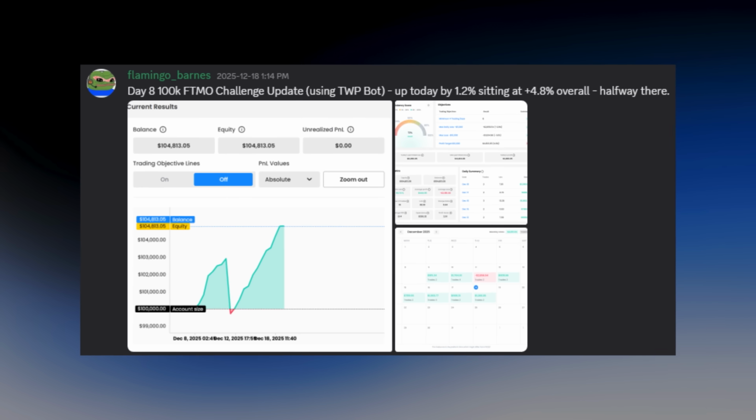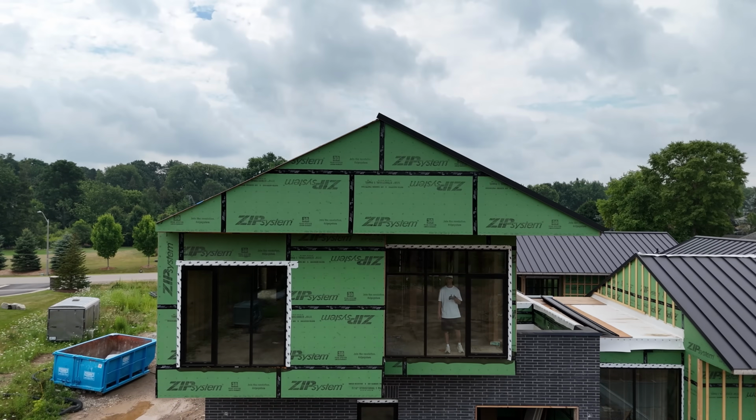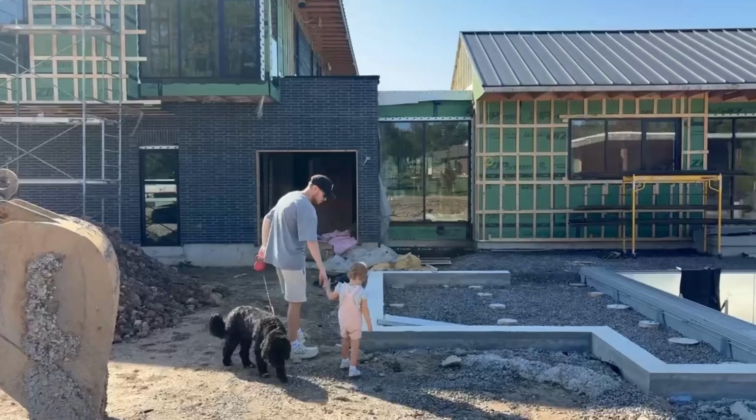I've been doing this for 17 years. I'm self-taught. I've helped thousands of traders. I'm 3 months away from moving into a $5 million mansion I've been building for my beautiful family.